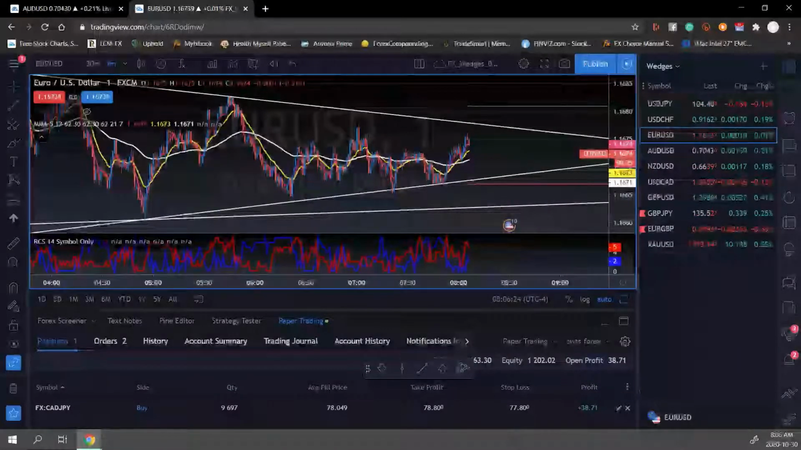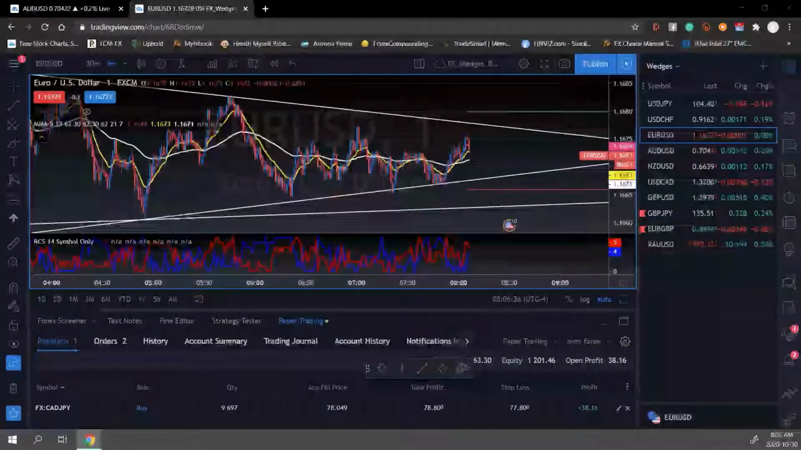So you might get tricked here. We don't want to be too early, right? The whole idea is just to take a really nice trade. But in order to get that really nice trade, sometimes you have to wait a little bit.